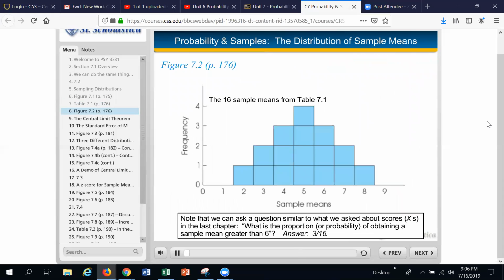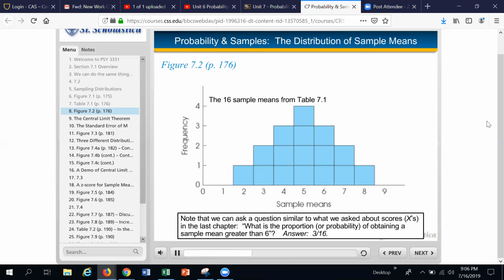Figure 7.2 is a graph of the 16 possible sample means from the preceding slide. You might want to check back just to see how they got this graph. For example, the graph is showing 3 sample means of 4. So if you go back to the previous slide, you'll see that there are the 3 means that have a value of 4. Another thing you can look at is the number of means that were 7. This graph says there were 2 of them. And if you go back to the table, you'll see that that is the case.